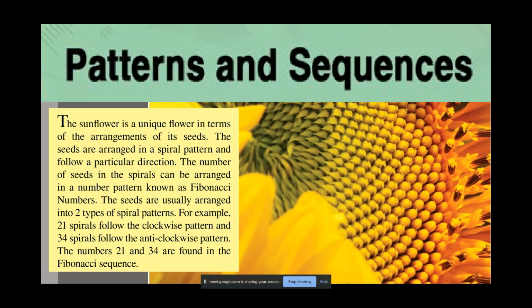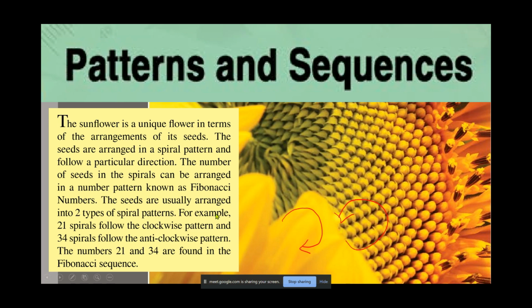If you look at the given information over here, the seeds are arranged in a spiral pattern. Spiral pattern means something like this. It turns in a spiral, and it can be arranged in a number pattern known as Fibonacci numbers. You are going to look into what Fibonacci numbers are in the next lesson. The seeds are arranged into two types of spiral pattern, clockwise and anti-clockwise. Clockwise means you follow the direction of the clock. This is clockwise and this is anti-clockwise.